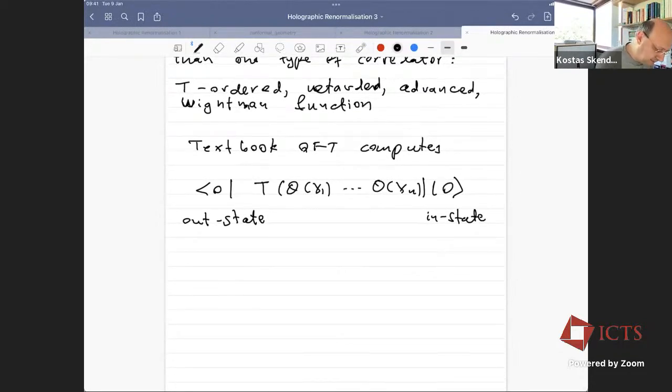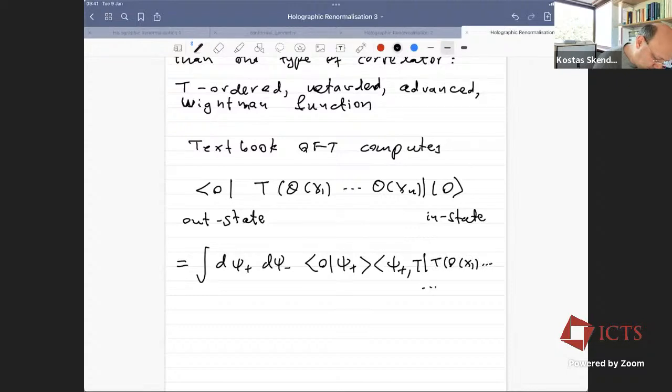So now, let me see, how should I? Yeah, so this expression here, I can also write it as follows. I can integrate over psi plus and psi minus. So I can introduce in between kind of intermediate states, at a certain sometime t, and then you have another state at minus time, minus t, psi minus at minus t.